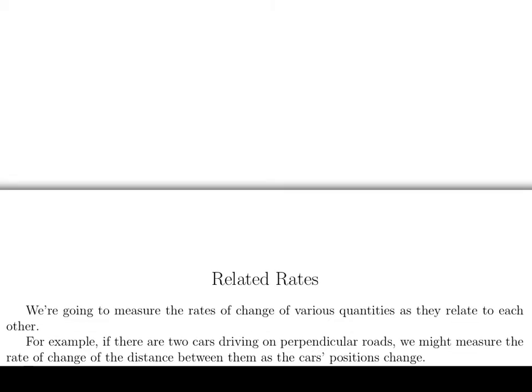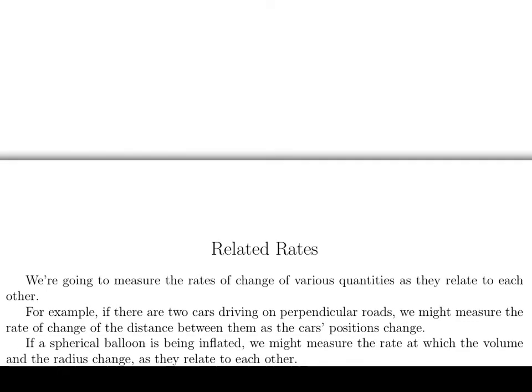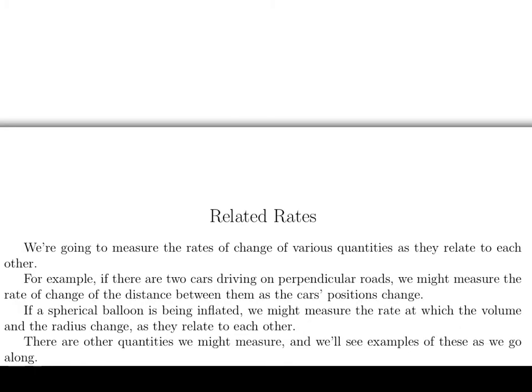One example is if there are two cars driving on perpendicular roads, we can measure the rate of change of the distance between them as the cars' positions change. We're going to have an example of one of these. Another common situation that we run into is if you have a spherical balloon, we can measure the rate at which the volume and the radius change as they relate to each other. And there's lots of other quantities we might measure. We'll see some examples of these as we go along.